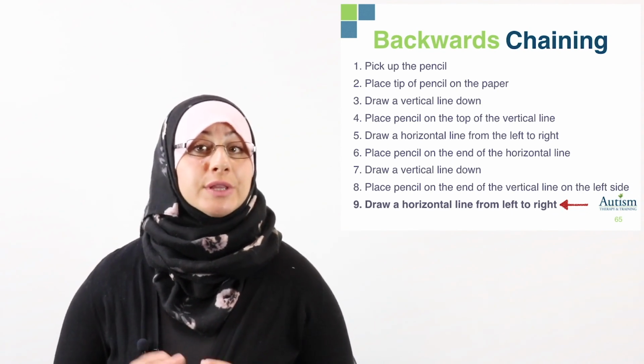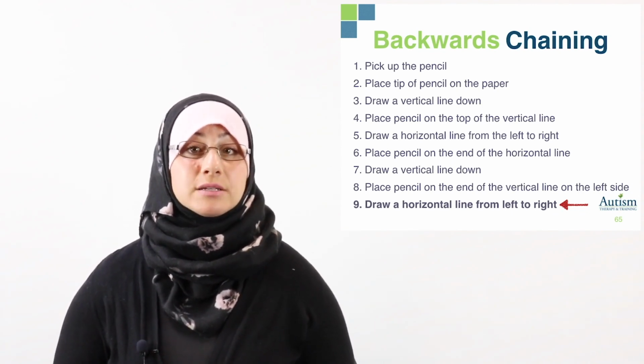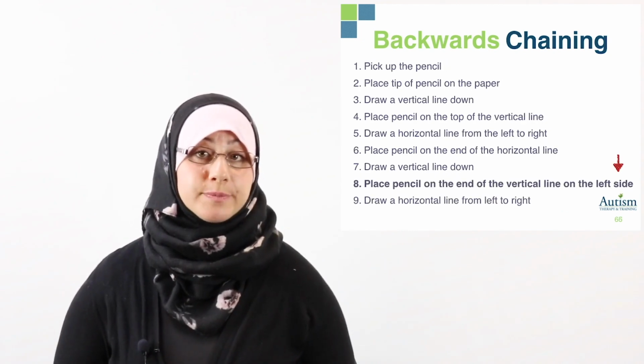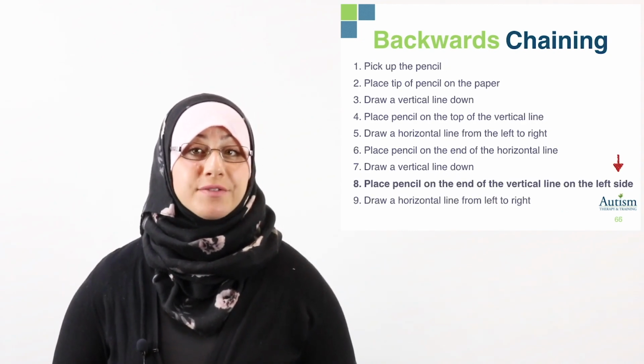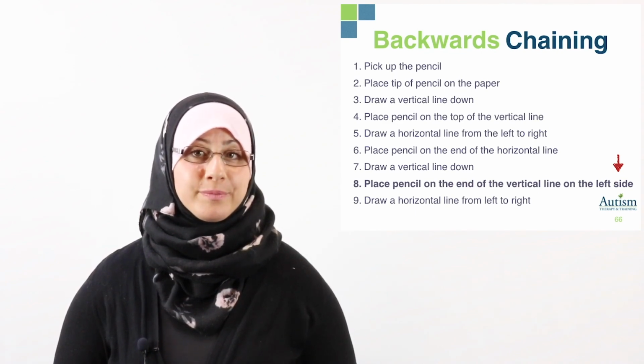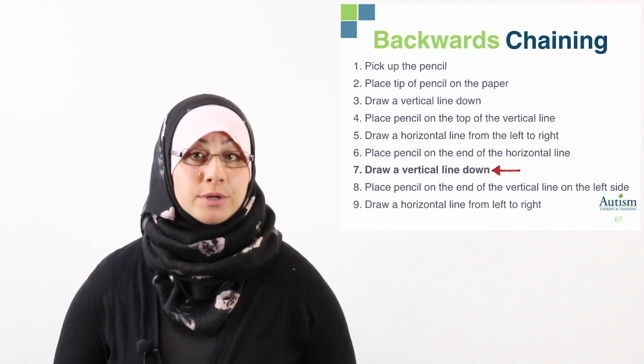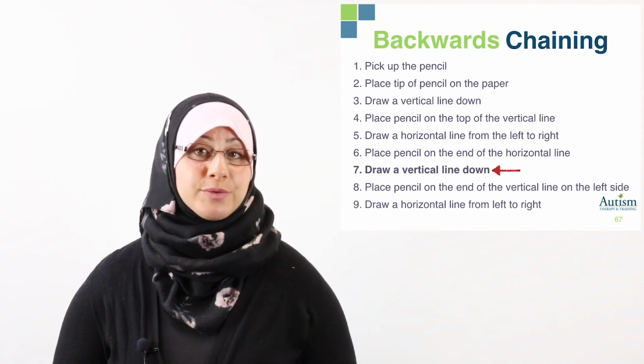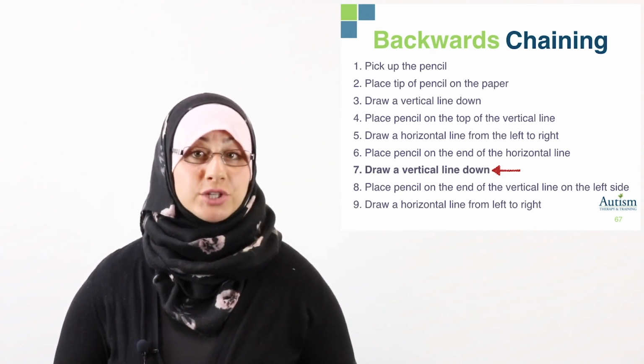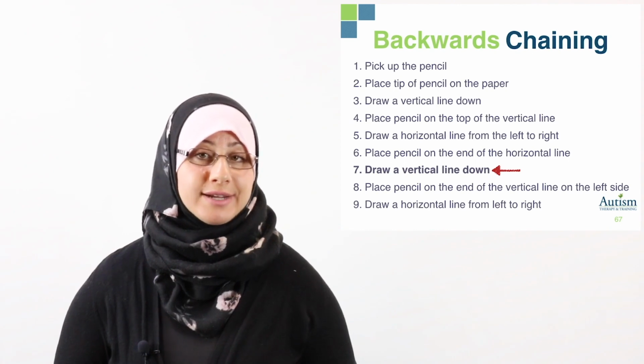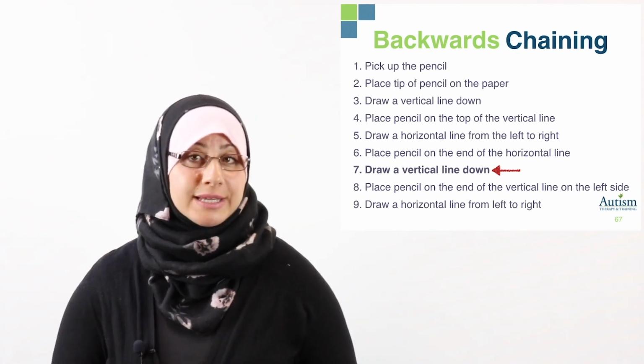So once they've mastered this skill, start teaching the second from the last, which is place pencil on the end of the vertical line on the left side, and so on. Draw a vertical line down would be the next step to teach. Place pencil on the end of the horizontal line. To better explain this, let me do a video model for you.